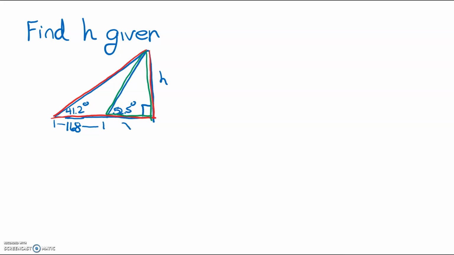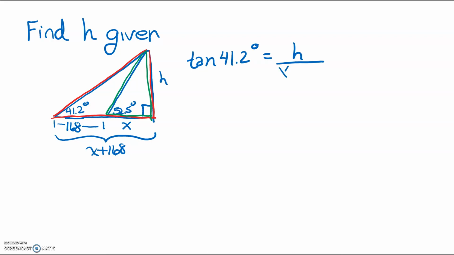So here we go. Let's call this side x. So we know this entire side here is x plus 168. So let's go ahead and find, let's see, opposite over adjacent, that's tangent. So the tangent of 41.2 degrees is h over x plus 168.